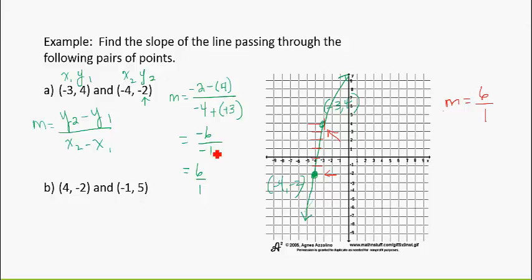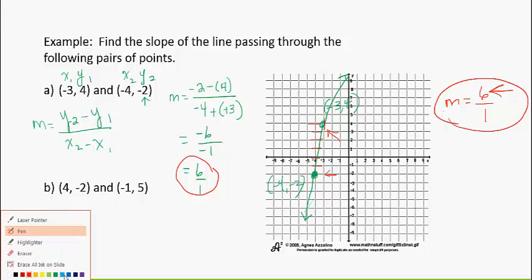So you can see you can find that slope by using the slope formula, or if you have a coordinate plane in front of you, you can find the slope by counting the vertical change and creating a ratio with the horizontal change. All right, let's look at another example of this.